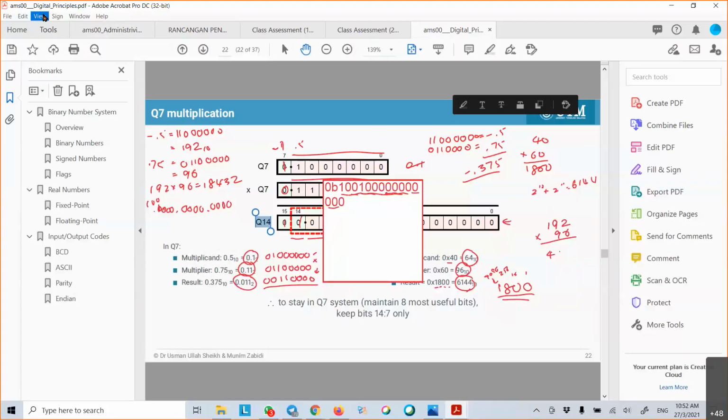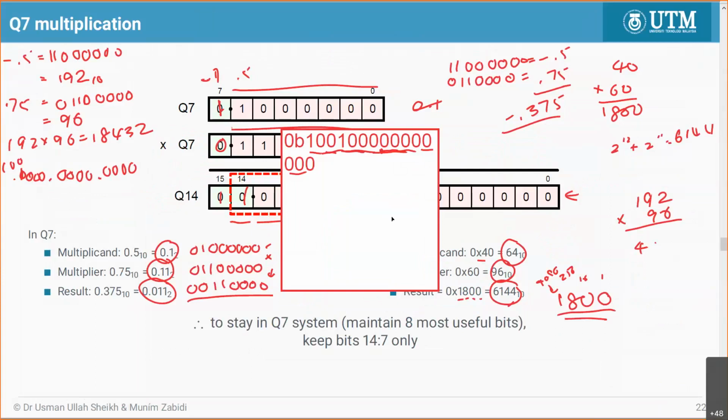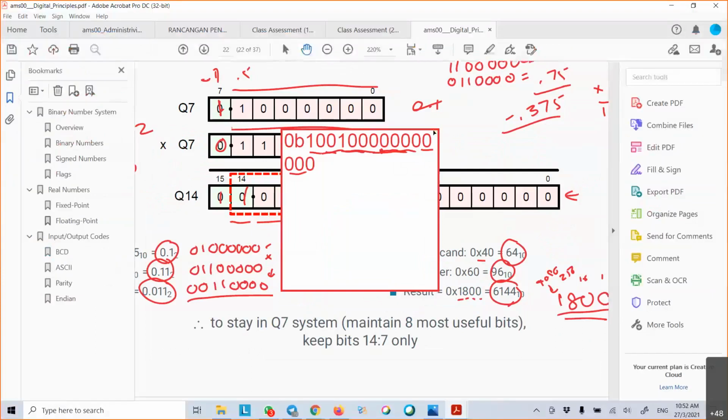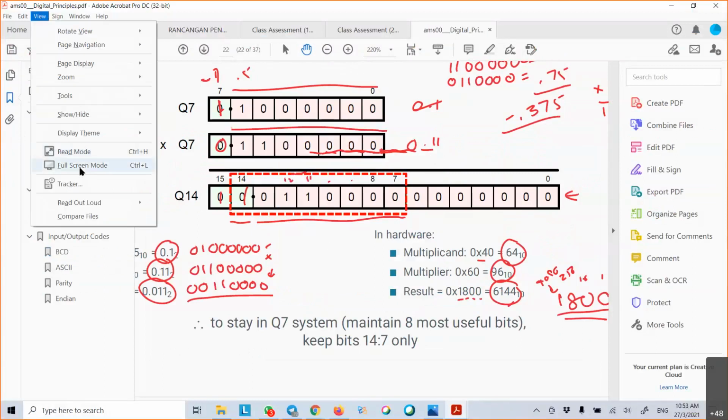Sorry about that. Go to display mode again. Yeah, full screen mode.